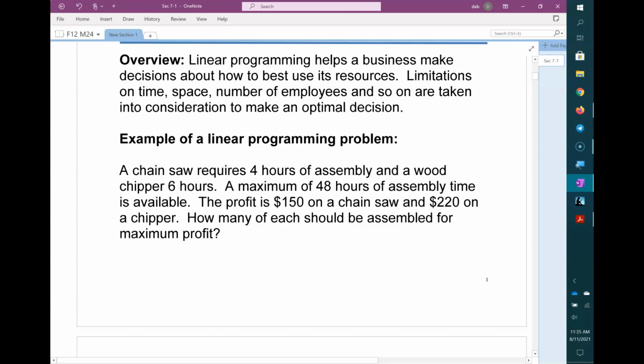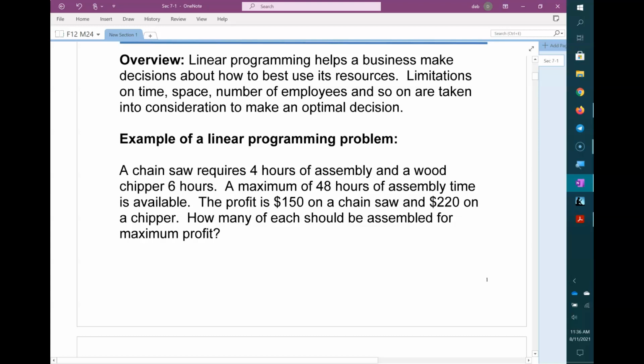So here's a simple example. If you have a small shop and you assemble chainsaws and you assemble wood chippers, but you have a maximum of 48 hours available each week, and the profit on a chainsaw is $150 and the profit on a chipper is $220. So the question is, how many of each should you assemble to maximize your profit?